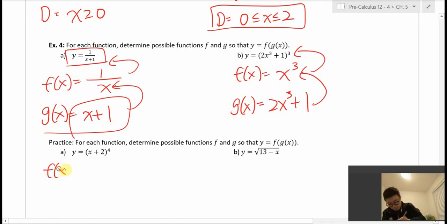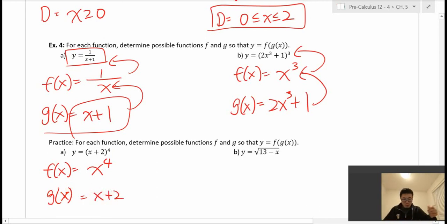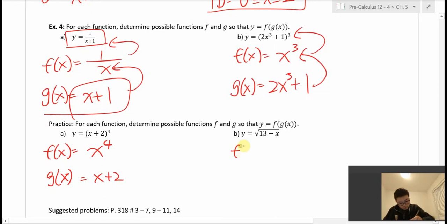All right, assuming you're finished. This one, the overall structure is x to the power 4. The inside function, g of x, should be x plus 2. Okay, for part B, same thing. The overall structure is the square root of x, the square root function. And whatever is inside is your g of x, which is 13 minus x.